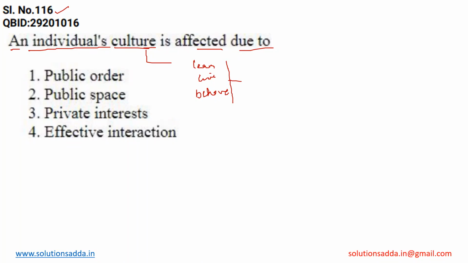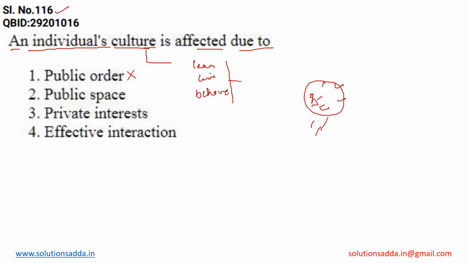So a person who is born and raised in the same culture shares common personality traits. That means that culture affects how a person is brought up and how a person speaks, behaves, or interacts with others. So how can an individual's culture be affected by the public order?